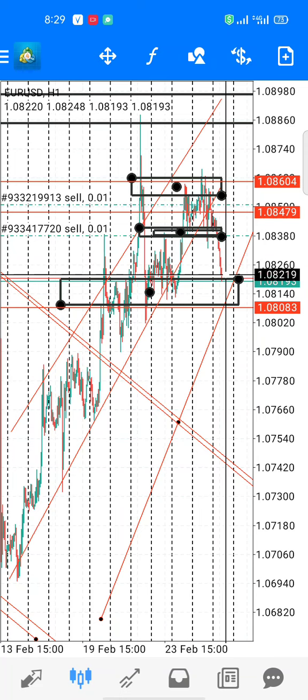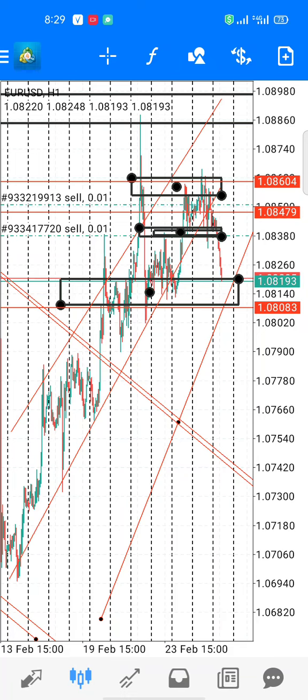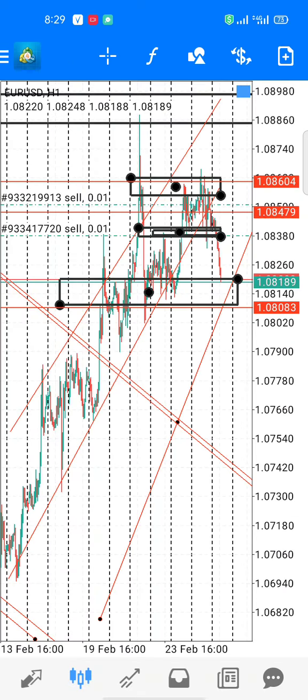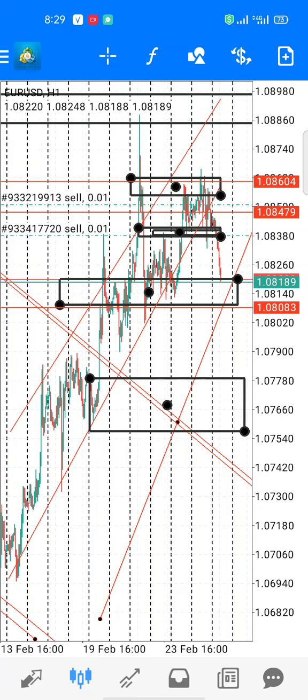When the market now breaks this zone, then I'll enter my third trade, and let me map out another zone that the market will break before I enter that trade. So you see I'm mapping out my zone. I'm not trading everything at once.